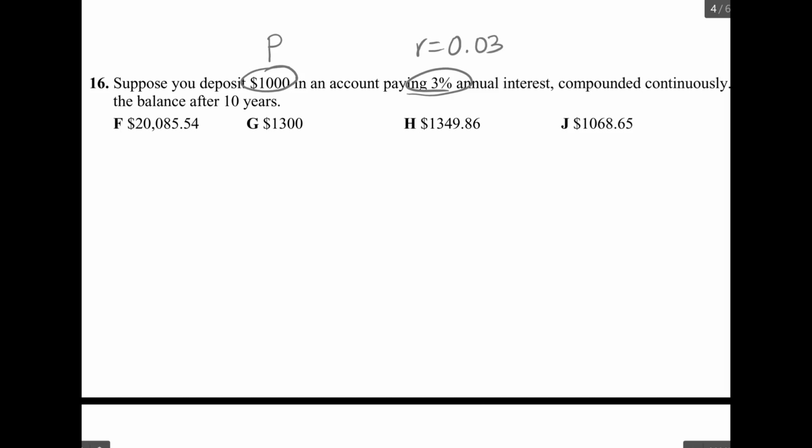0.03, compounded continuously. Continuously means I'm not using the one with n. I'm going to use the one with e. Continuously tells you you're using the one with e. So I'll be giving you all the different exponential equations for your test, but you have to know how to differentiate between them. How do you know when to use each one?